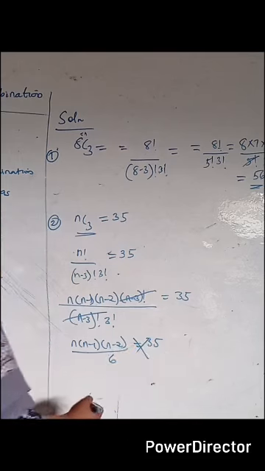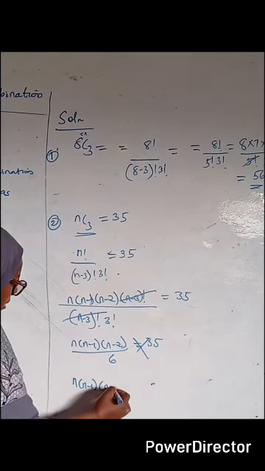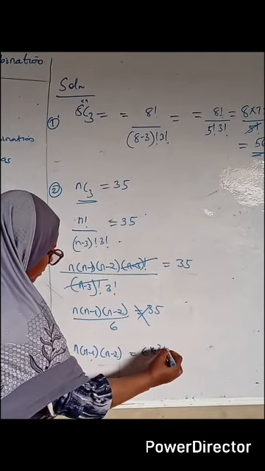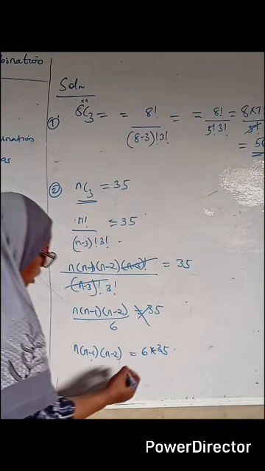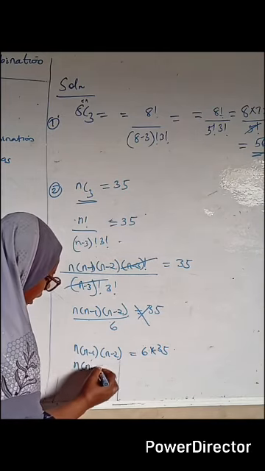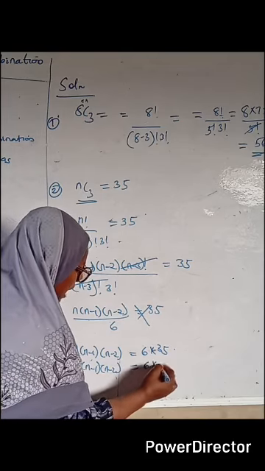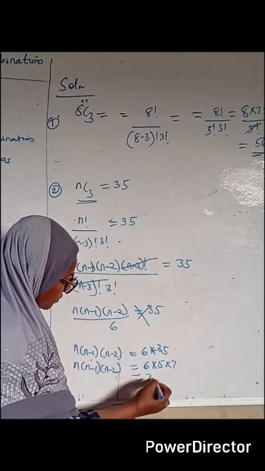So when you cross multiply, what do you have? You have n times n minus 1, n minus 2 equals 6 times 35. For the sake of comparison, we can say that n times n minus 1, n minus 2 is equal to 6 times 5 times 7. Do you agree? So if we rearrange this, what do we have? We have 7 times 6 times 5.